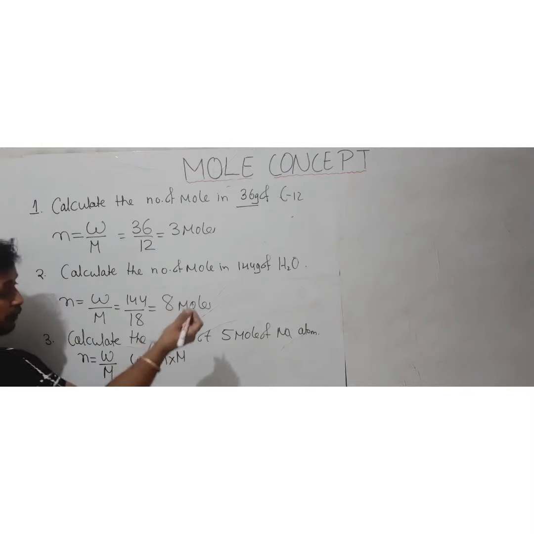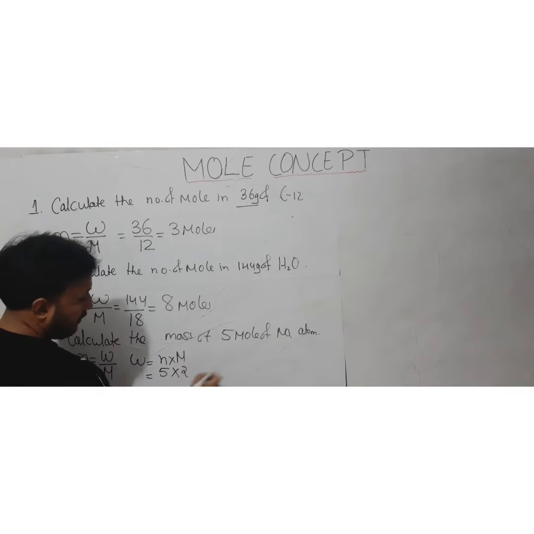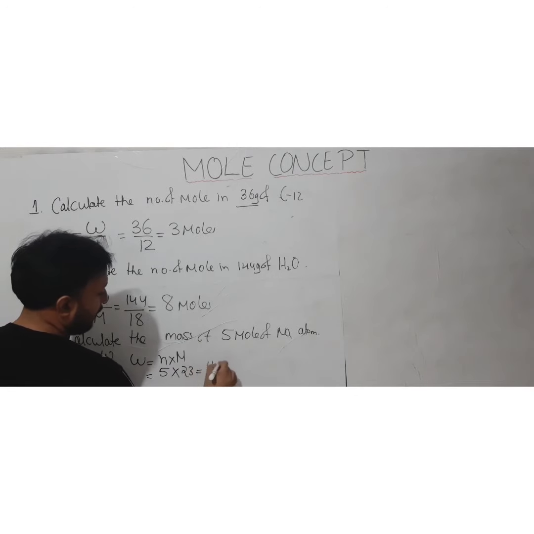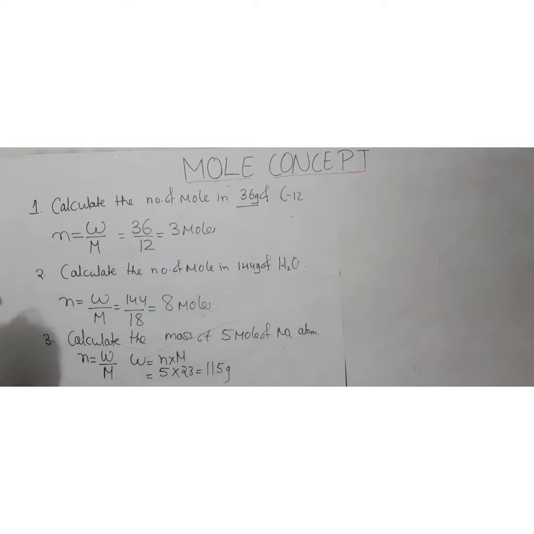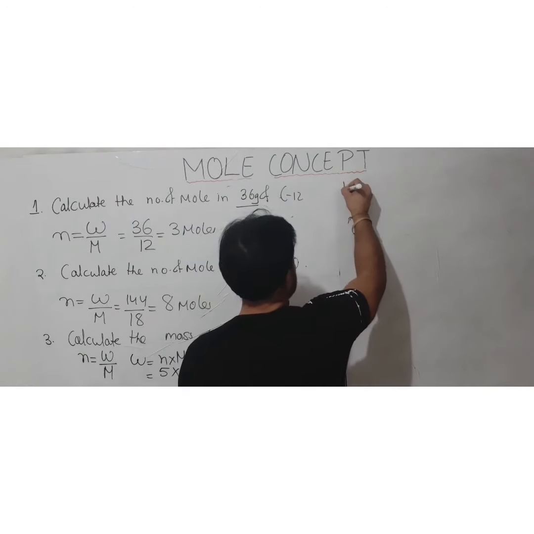Number of moles, how many? 5 they are asking. Molar mass, that is atomic mass in case of atom, that is 23. So it is coming 115 gram. So like that you can calculate. So that is how these things are going to be related with each other. Okay. Now one more example we are going to see.